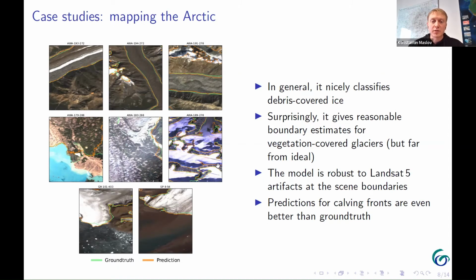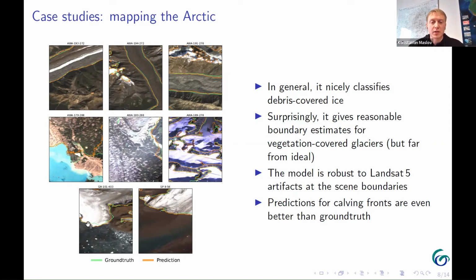It's also robust to different types of artifacts in imagery. For example, here we have a tile with Landsat 5 artifacts close to the scene boundaries, and it doesn't affect the performance of the model.